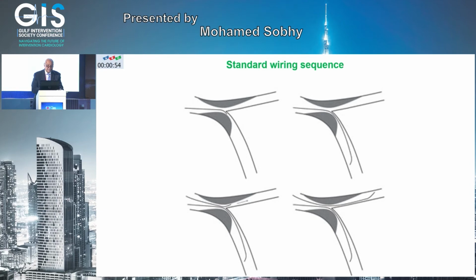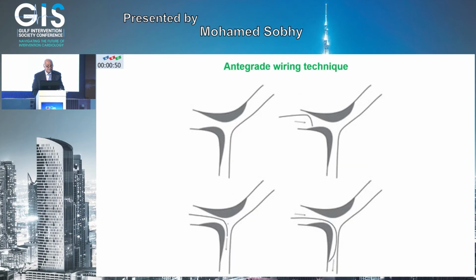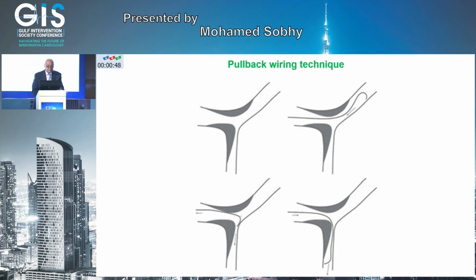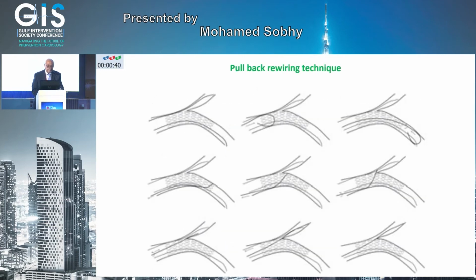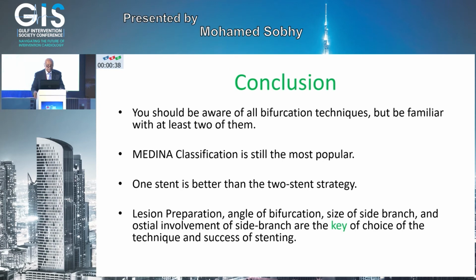This is an example of the standard wire for the wiring of the side branch. Then you saw the antegrade wire technique. Sometimes you do wiring of the main branch, then pull-back wiring with a special curve to go to the distal branch. With more curves, it's called the reverse wire technique. And finally, the pull-back wiring.